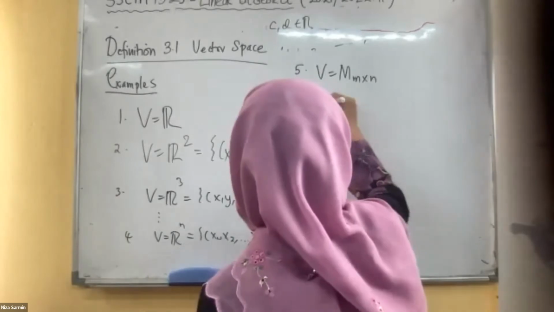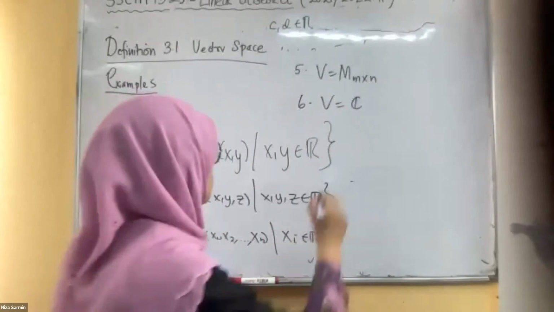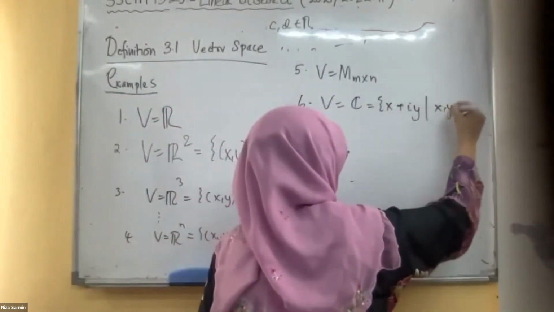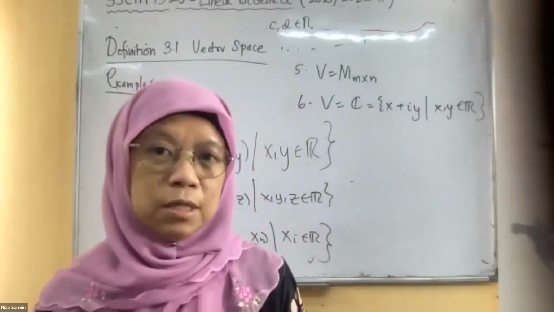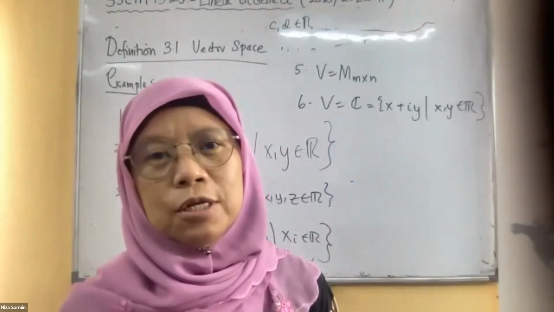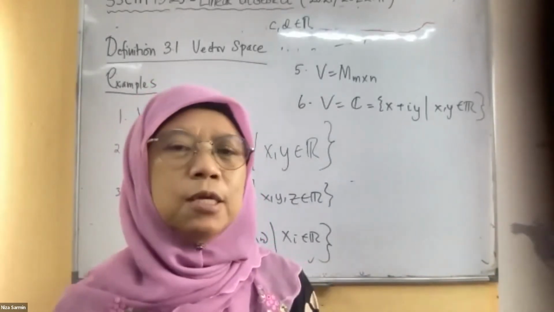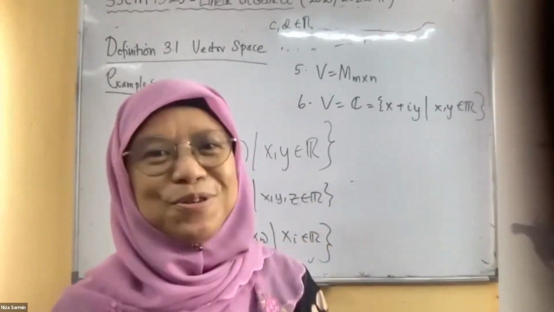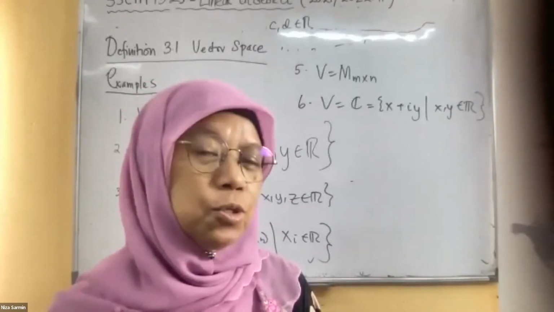We can also put complex numbers. A complex number is x plus iy, with x, y real. Complex number plus complex number is a complex number. And with the regular addition and multiplication by scalar, you have that property satisfied. The 0 is just 0 because 0 is 0 plus i0, right? The negative is just negative x minus iy. So this is okay.